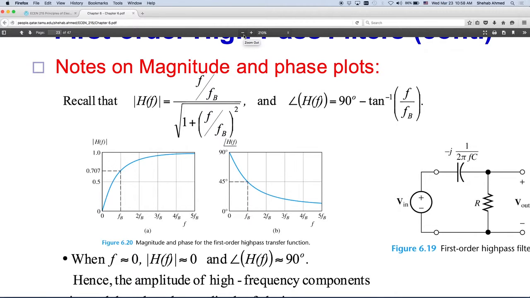Sometimes we would like to design, for example, a filter that acts as a high pass filter between 0 and 4 FB, for example, and then after that it acts as a low pass filter for frequencies beyond that. So something like a band pass filter from 0 to 10 FB, for example, right?